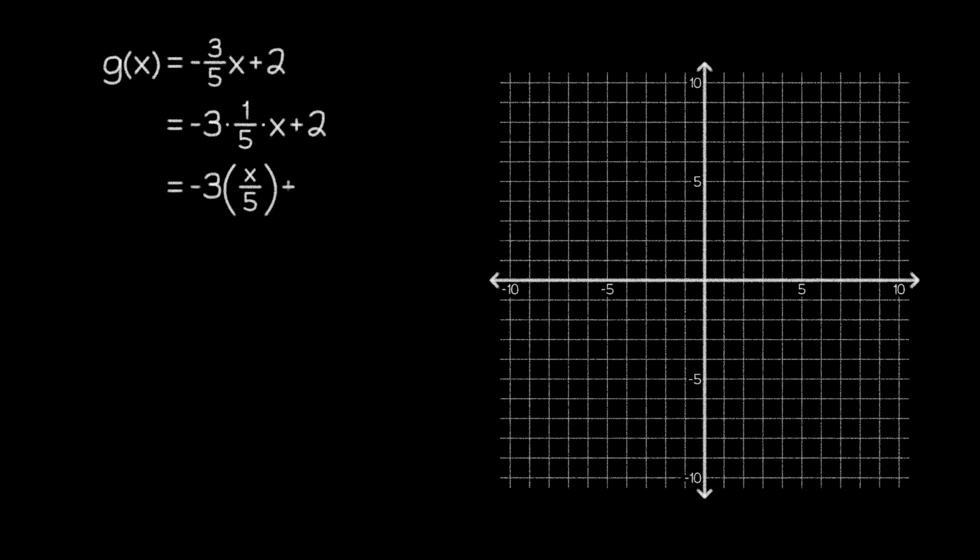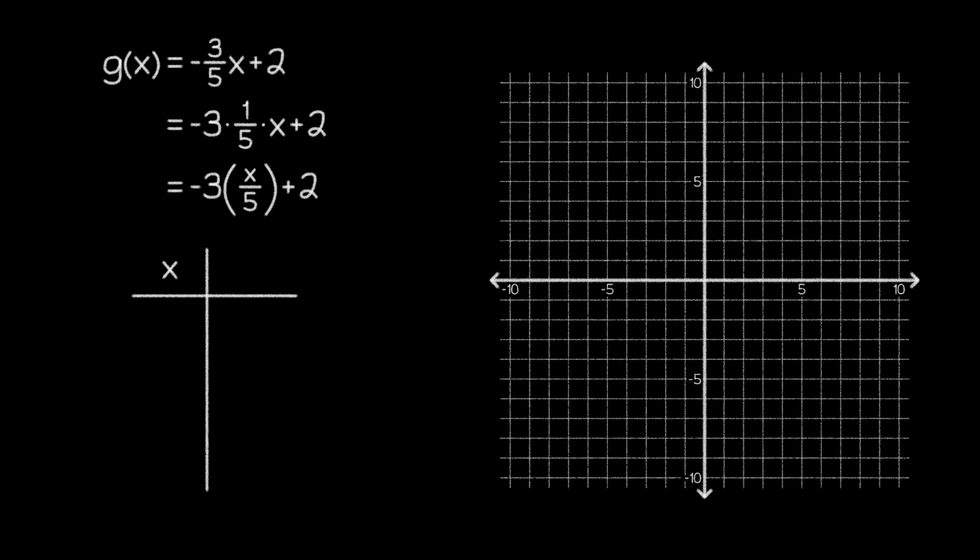For our next function, let's consider g of x equals -3/5 x plus 2. While this may look slightly different from our last function, with a bit of rearranging, we can rewrite the function to emphasize that x is being divided by 5. Then, similar to our last function, the 5 in the denominator here has the potential to give us lots of fractions in our table of values.